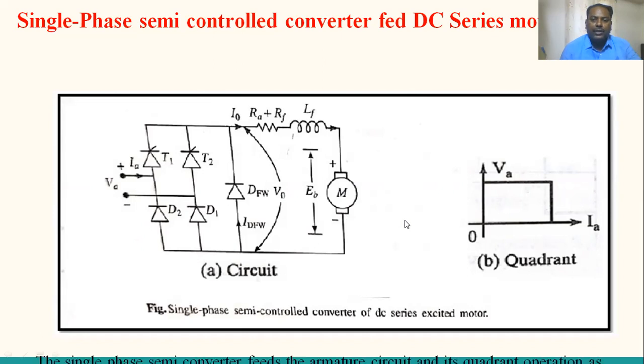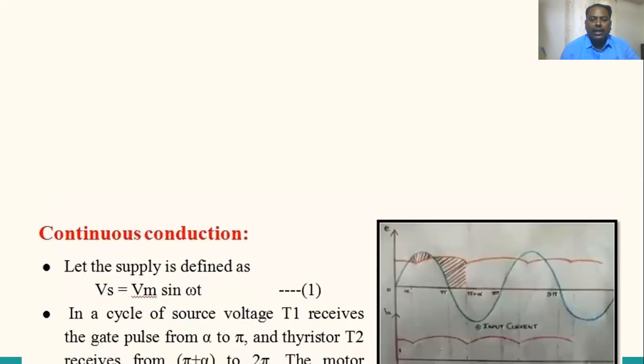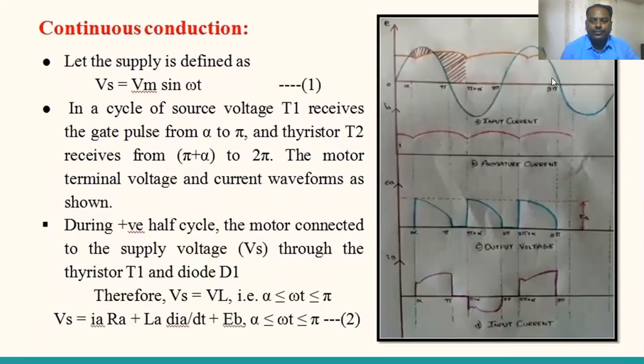That is the reason the quadrant operation is also represented here. Then the principle of operation is going to be discussed in continuous conduction. Discontinuous is unnecessary; you only have to concentrate on continuous conduction. In this regard, the principle of operation is explained in support of the semi-control converter operation. Let the supply voltage Vs be equal to Vm sin omega t, where Vm is the maximum magnitude and omega t is the phase.